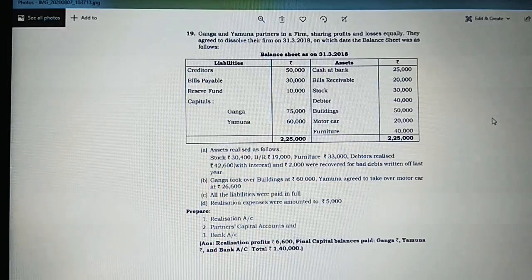Then the second adjustment, partners have taken some of the assets, that's commonly we know. Then all the liabilities were paid in full. Realization expenses were 5,000. This is very simple. So let us see how we are going to do now. Let's just start.